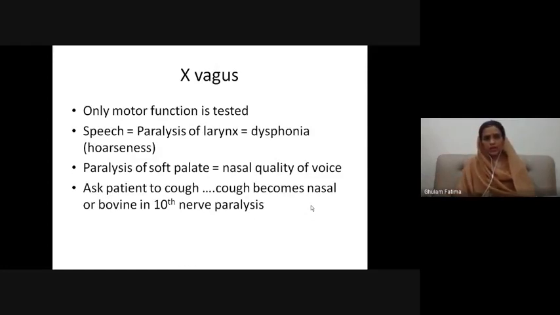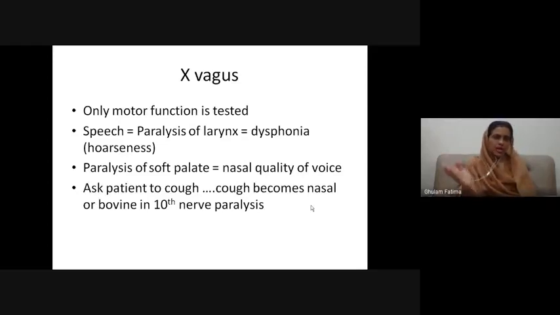Okay, coming towards the 10th, vagus, only motor function is tested in that case, and simply the problems which can be here can be paralysis of your larynx. In that case, you will see hoarseness of the sound, जैसे गला बैठा होता है, ऐसी आवाज आएगी. This is called dysphonia. This is not a test, obviously, that is an observation that you can make that patient is having hoarseness of sound.